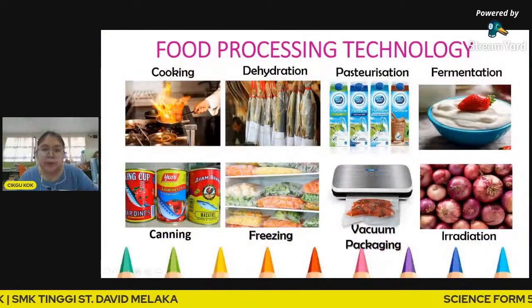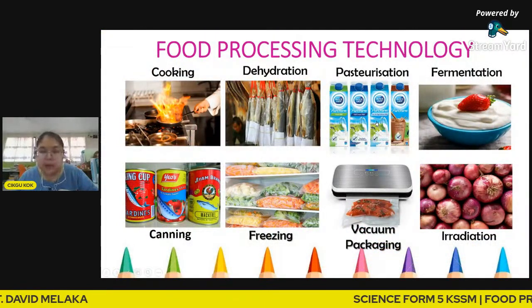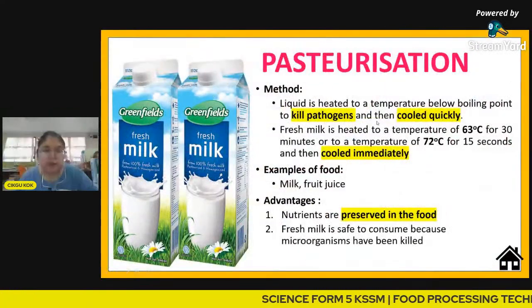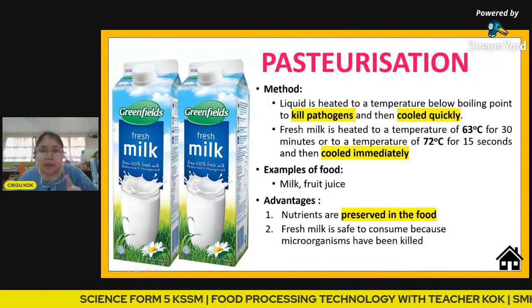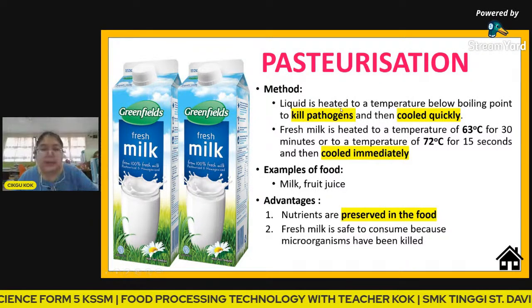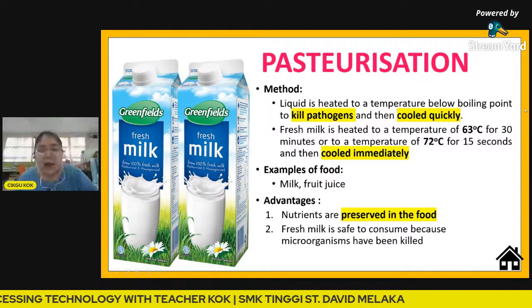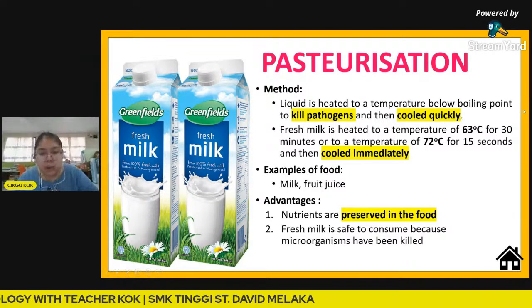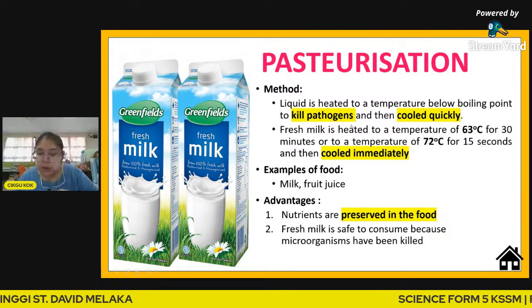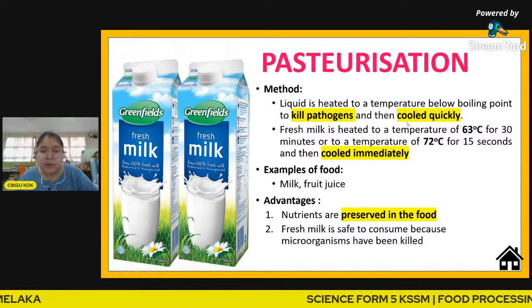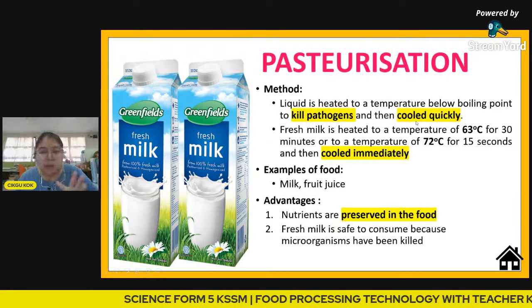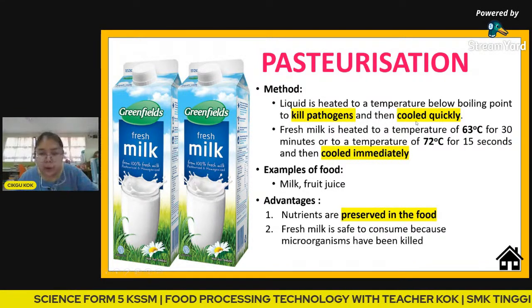Okay, number three is pasteurization. Let's see the example for pasteurization. The method, for liquid, is that the liquid is heated to a temperature below the boiling point. Boiling point is 100, so you heat below the boiling point because you want to kill the pathogen. After that, you cool quickly. After you heat it, not until boiling point, you cool it down faster.